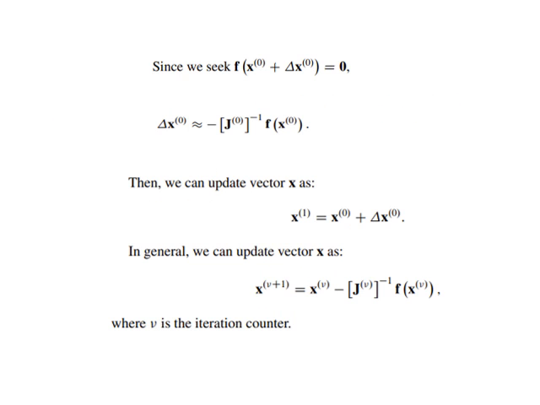Because we seek to make f of x naught plus delta x naught equal to 0 by adding this correction, delta x naught can be calculated as the inversion of the Jacobian matrix J multiplied by f of x naught. If we do that, we can calculate the first iteration or the first value of x1 as x1 equals x naught plus delta x naught, and in general form, because we have different iterations, we calculate x to the power nu plus 1 in the form shown.